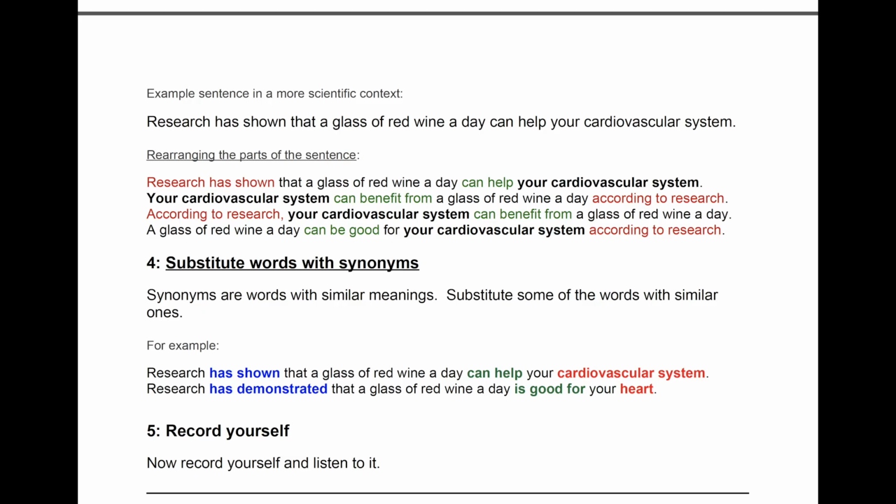The last point is recording yourself. Now, you record yourself and listen to it, because the more you practice rephrasing sentences, paraphrasing them, the more confident you'll become in doing so. And if you find yourself in a situation, particularly in business situations, at conferences, speaking to colleagues, you'll be able to be more confident because if you're not sure if you've understood something, you can rephrase it and have the confirmation that you said it correctly.